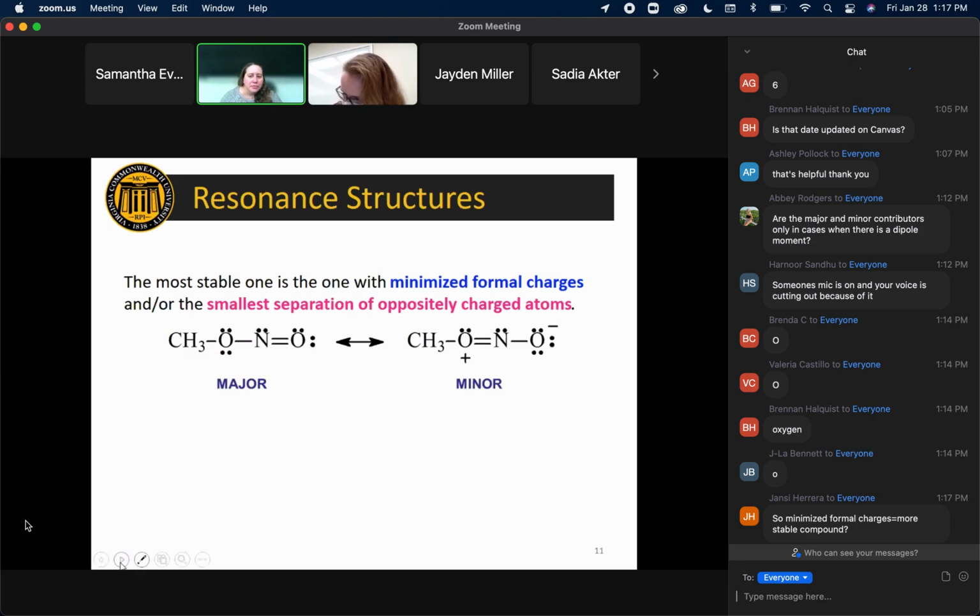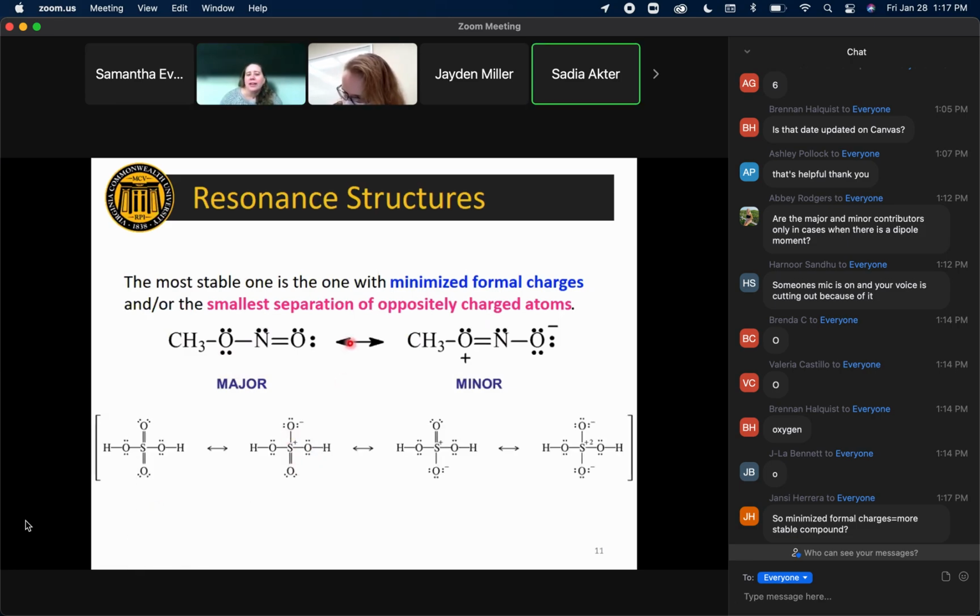Okay, so in addition to minimizing formal charges, we want to try to keep those formal charges, if we have to have them, if there's no other way around it, as close together as possible, right? So in this case down below, this is sulfuric acid. And what I'm showing you on the far left here, we have a resonance structure we can draw that has no formal charges. And indeed, that's going to be the best resonance structure.